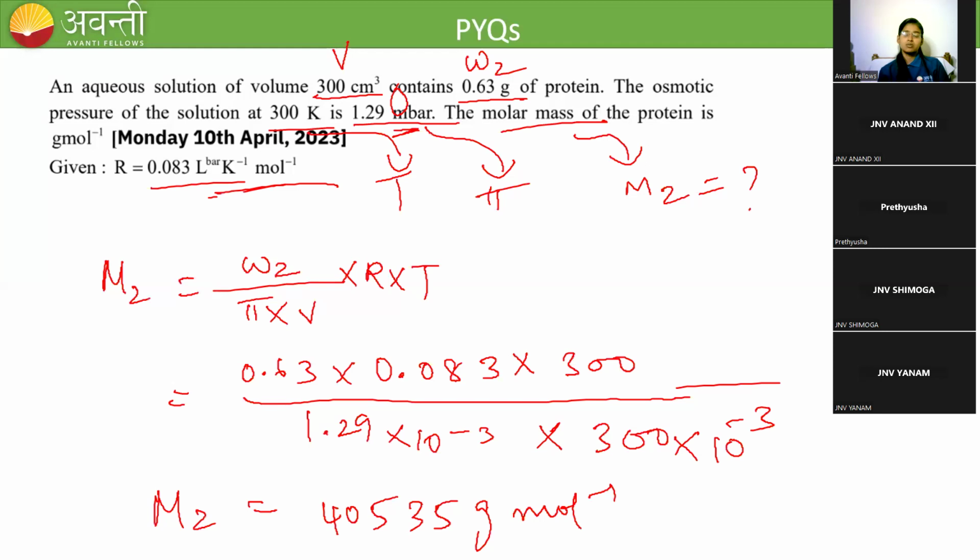Clear? Without seeing the units, if you are solving the question, you may get an answer, but you will not get the correct answer. So just concentrate on it. Shall I move on to the next question? Is it clear? And have you copied this? Yes.